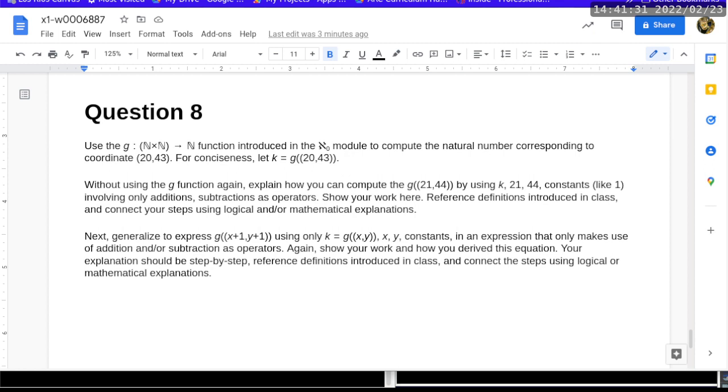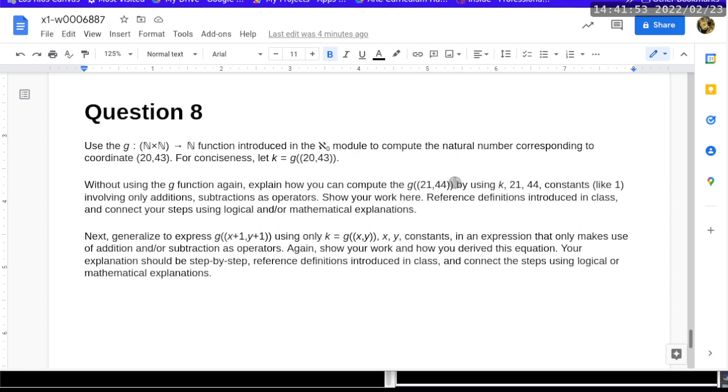All right, so moving on to question number 8. Question number 8 is also kind of interesting because it really is not heavy duty math. It really just is based on the understanding of how G is derived. All right, so let's go ahead and start with this.